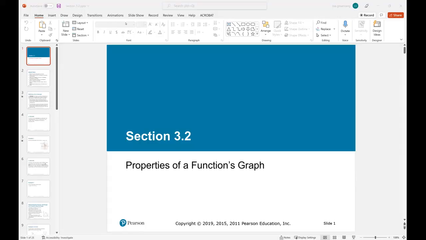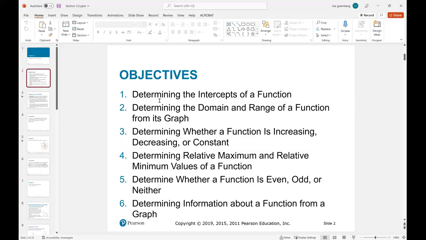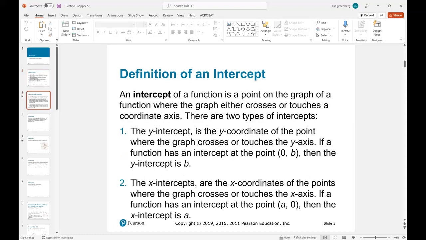All right, guys. Section 3.2, we're going to talk about properties of a function's graph. In this section, we're going to learn how to determine the intercepts of a function, the domain and range of a function from its graph, determine whether a function is increasing, decreasing, or constant, determine the relative maximum and relative minimum values of a function, whether it's odd, even, or neither, and determining other information about a function from a graph, basically whatever it is we're looking for.